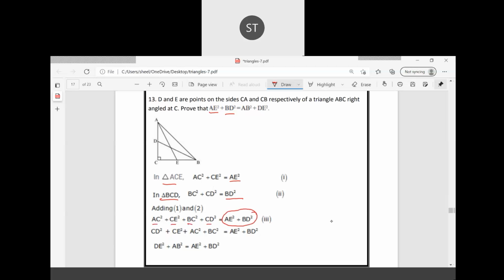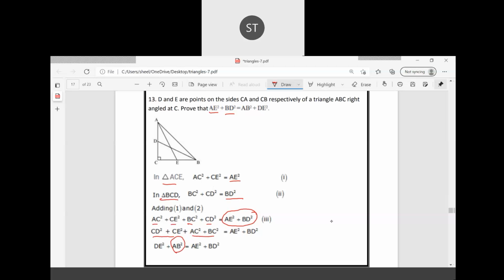No order is changed, now we are rearranging the order. We are making CD square plus CE square together, and AC square plus BC square together. So AC square plus BC square, if you consider, then AB is the hypotenuse there. So we have applied the Pythagoras theorem there.